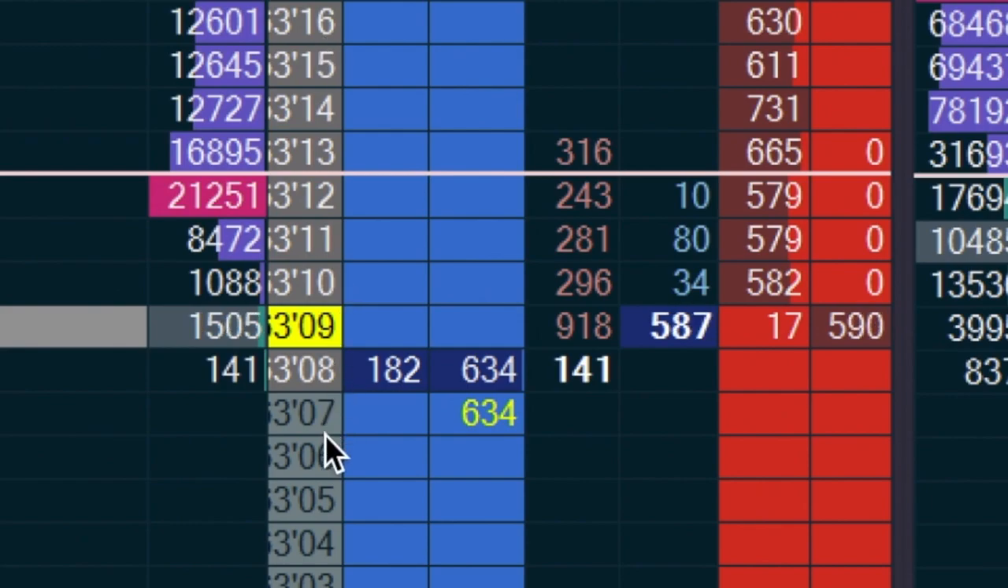The gray column is the price level, and I have it kind of condensed just because I don't really need to see the entire price. Really, just the last 2 digits work to identify it.